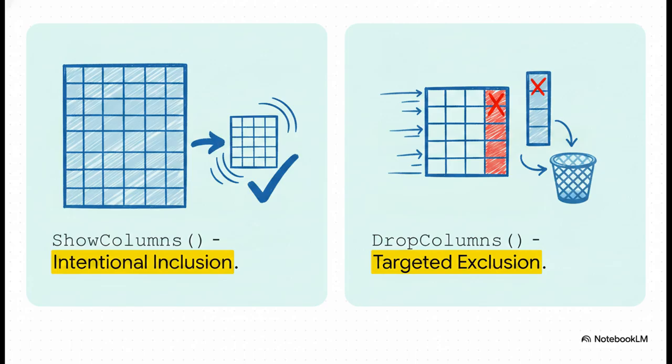Now, when it comes to performance, you've got to decide what data is actually traveling over the network. Here, we need to contrast ShowColumns with DropColumns. DropColumns is a targeted exclusion. It's low impact, and it's useful if you just want to quickly strip 1 or 2 system columns from a collection. But ShowColumns, that is the professional standard for performance tuning. It represents intentional inclusion. Think about it. If you have an 80-column SharePoint list, but your gallery only needs 4 columns to function, ShowColumns forces you to actively declare that required schema. By trimming the payload weight immediately, you drastically improve your gallery speed. It's a real game changer.